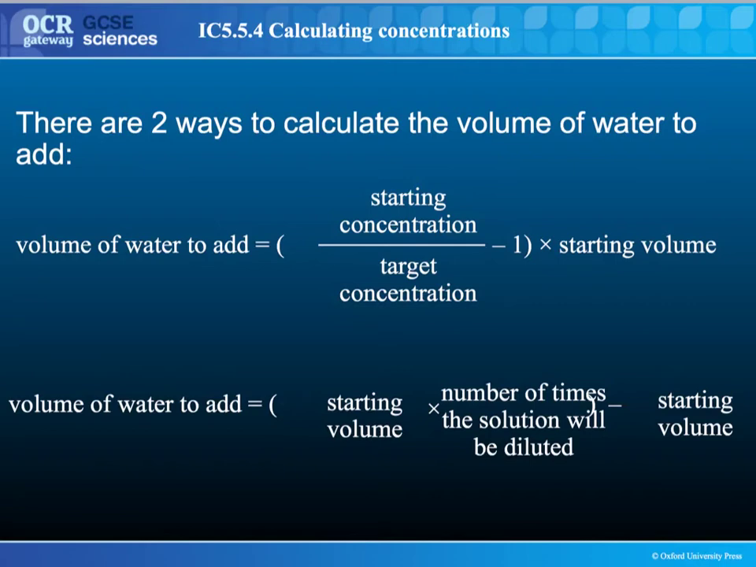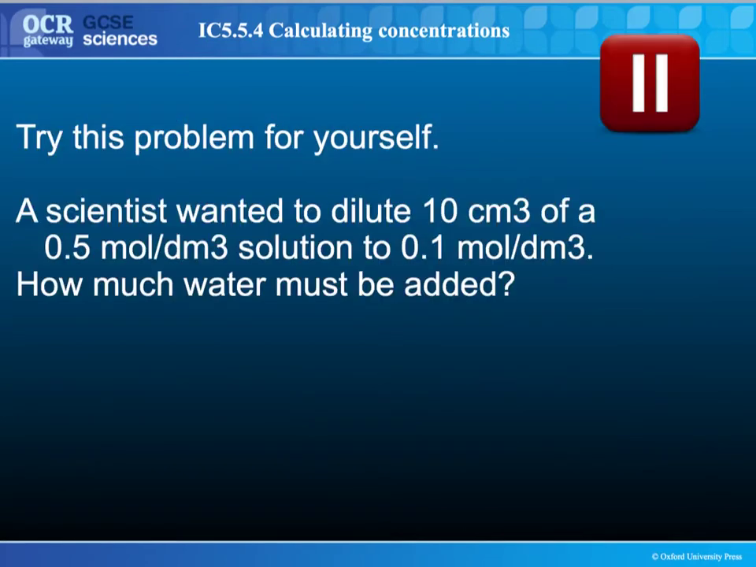The second version pretty much says the same thing in a different way. The starting volume of 20 times the number of times the solution will be diluted, which in this case is 10, so 200, minus the starting volume of 20, again gives you 180. Here's one to try for yourself. You can pause this before you have a go.